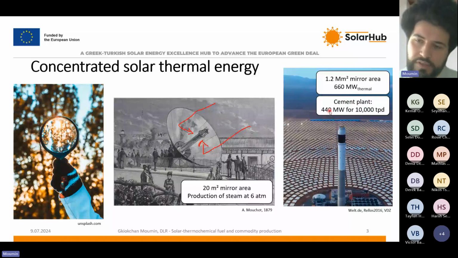Of course the solar system can operate only 8 hours per day, but there are solutions to expand this to 24 hours. And we can see that, yes, we have a technology that can tackle some of the biggest industries' energy demand.